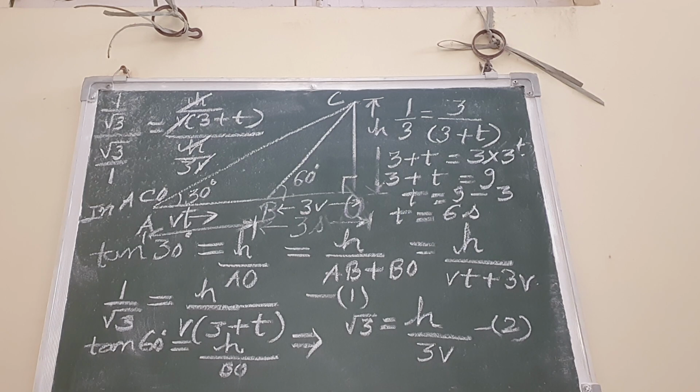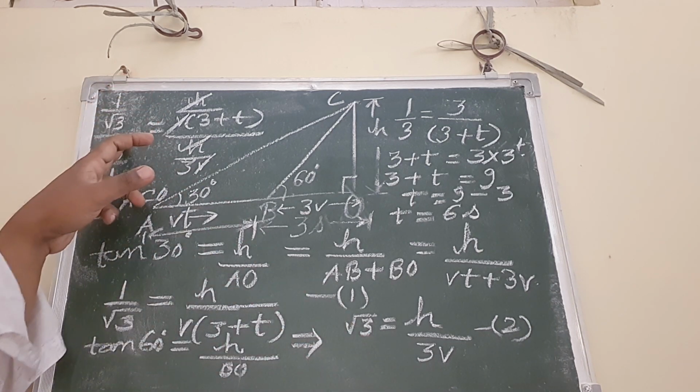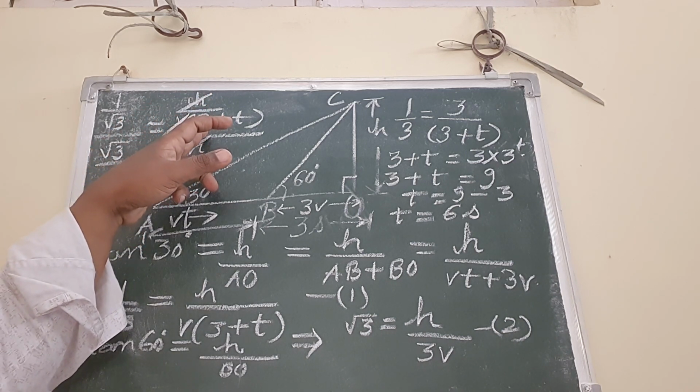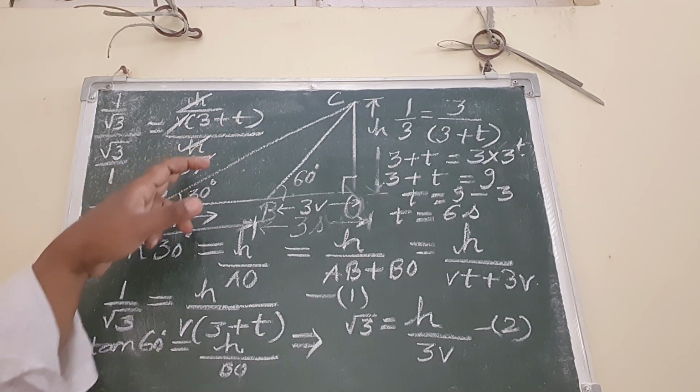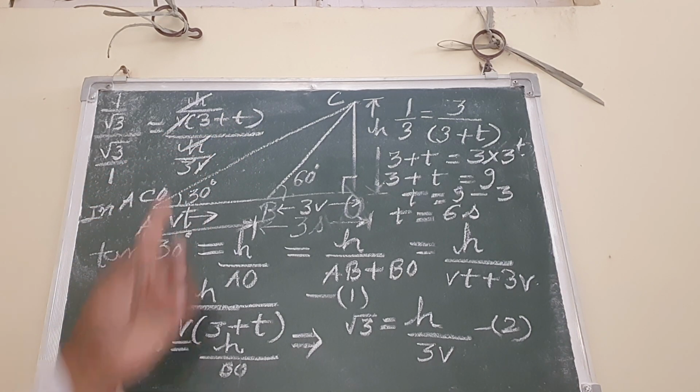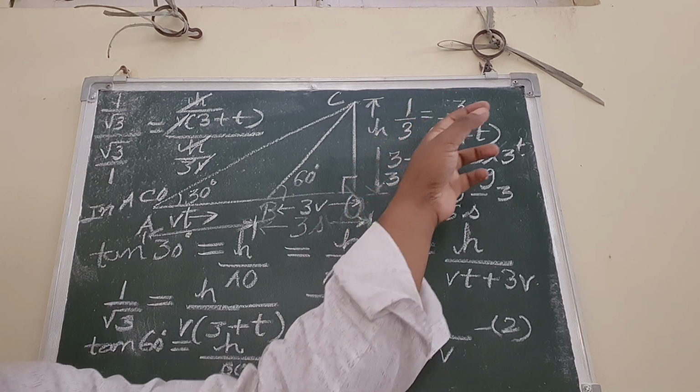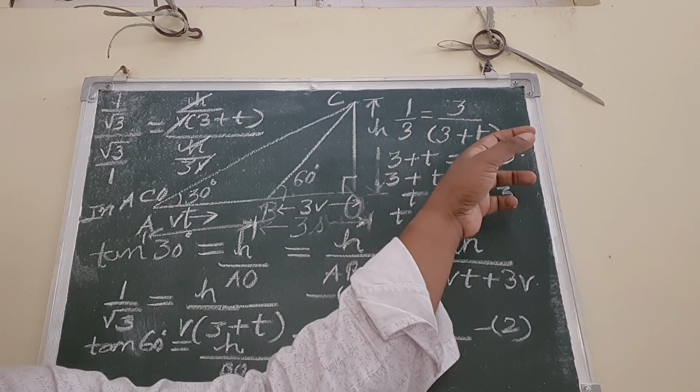So dividing the first equation by the second equation, we can write here 1 upon root 3 upon 1 is equal to h upon v bracket of 3 plus t upon h upon 3v. So here h gets cancelled and v gets cancelled. Here we are simplifying this, so it will be reciprocal of this. So it will be 1 upon root 3 into 1 upon root 3. That will be the square of root 3, that is 3. So 1 upon 3 is equal to 3 upon 3 plus t.